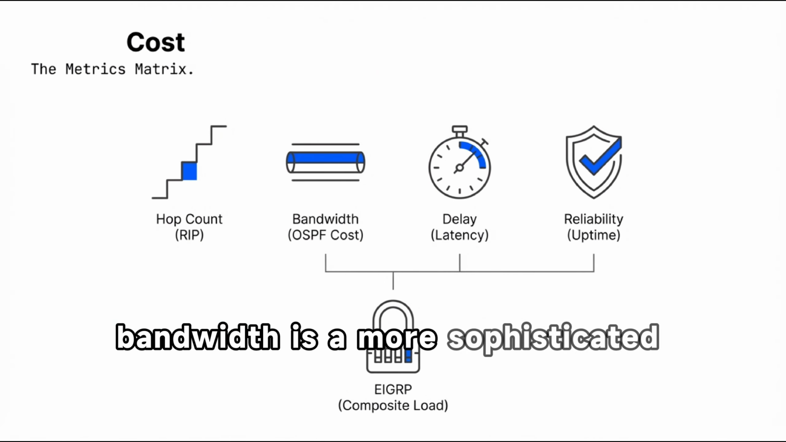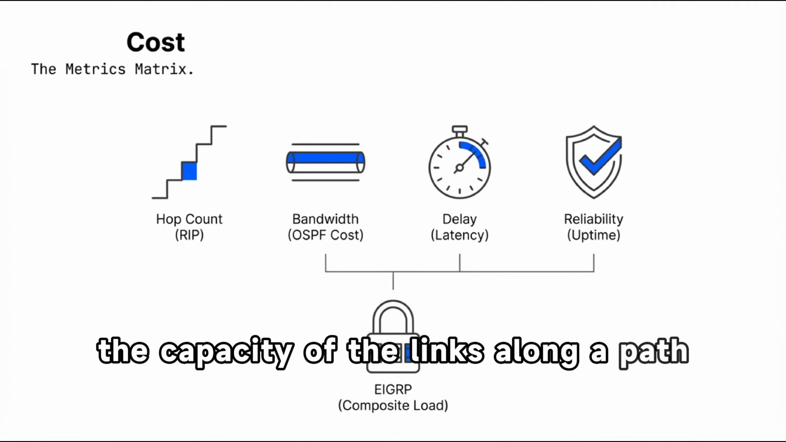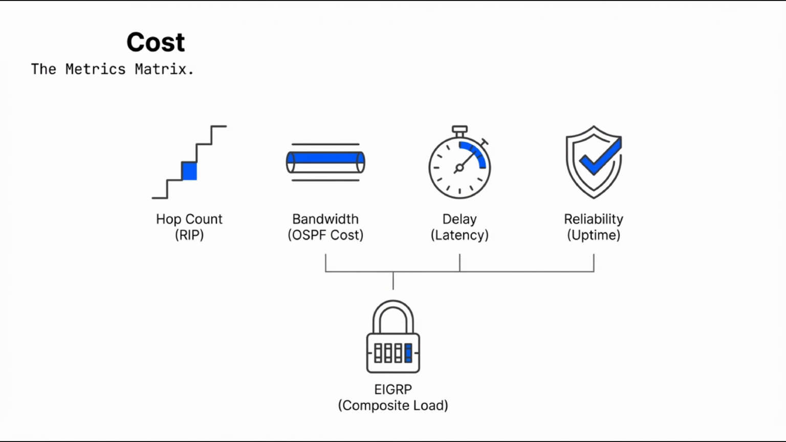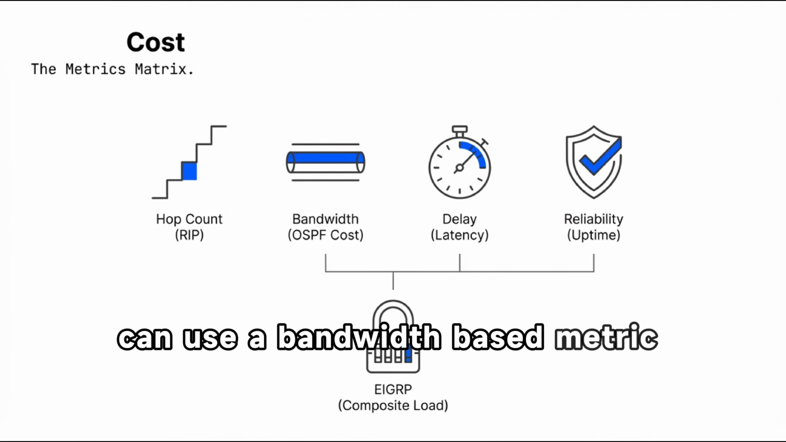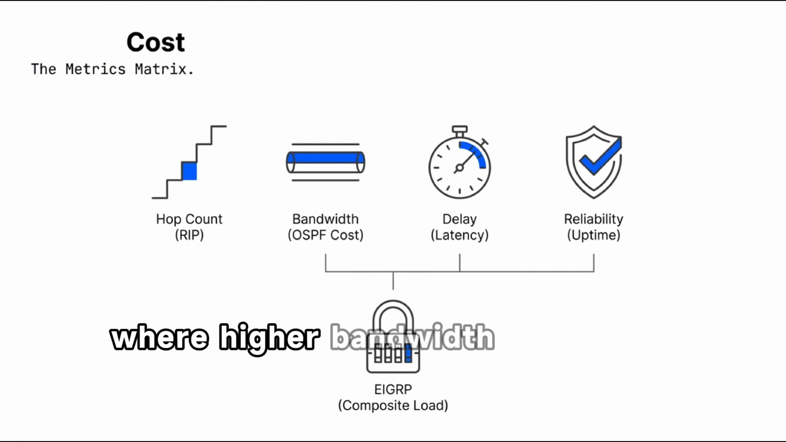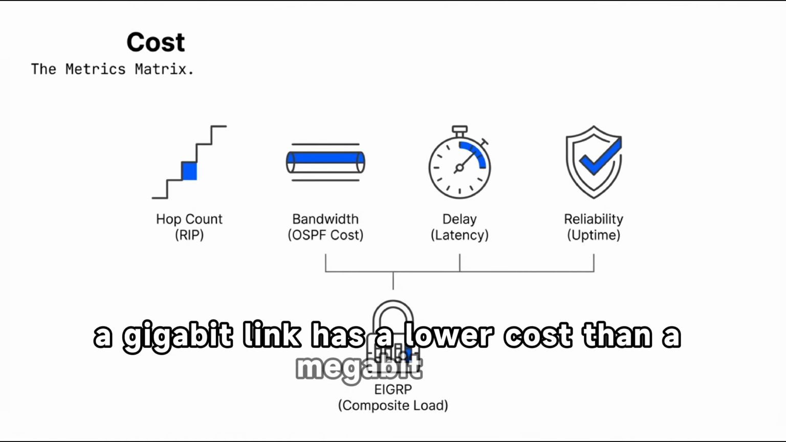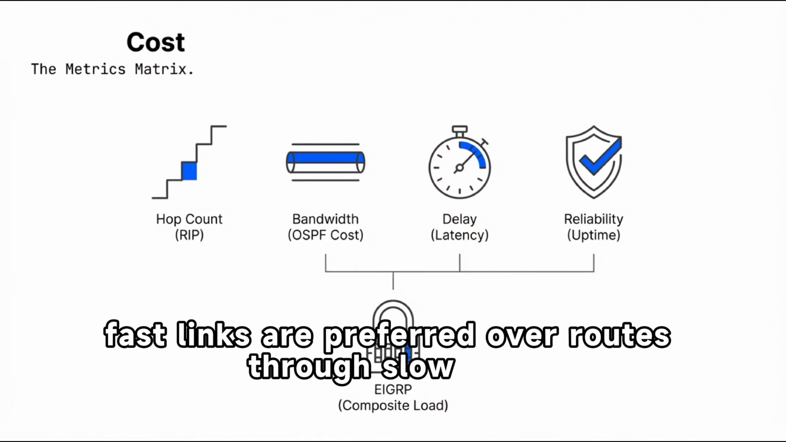Bandwidth is a more sophisticated metric. It takes into account the capacity of the links along a path, preferring routes that run through higher capacity connections. OSPF, a widely used routing protocol in enterprise networks, can use a bandwidth-based metric called cost, where higher bandwidth links have lower costs. A gigabit link has a lower cost than a megabit link, so routes through fast links are preferred over routes through slow ones.